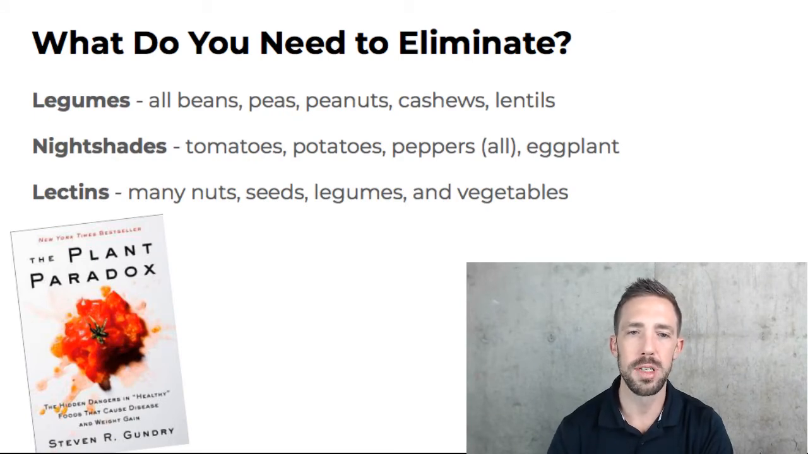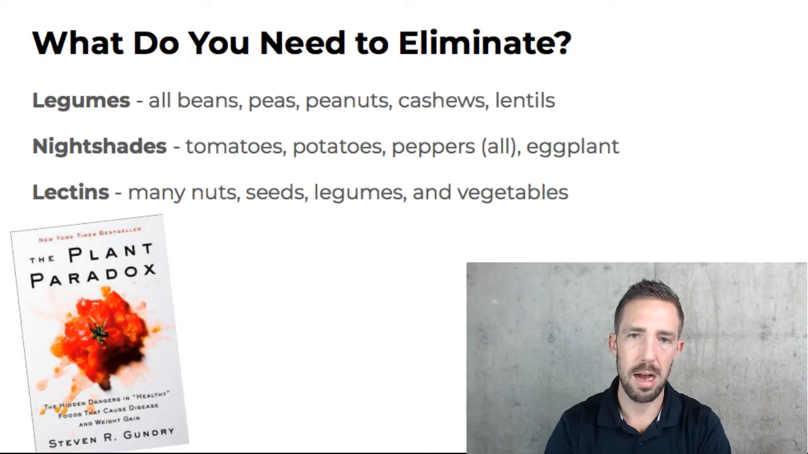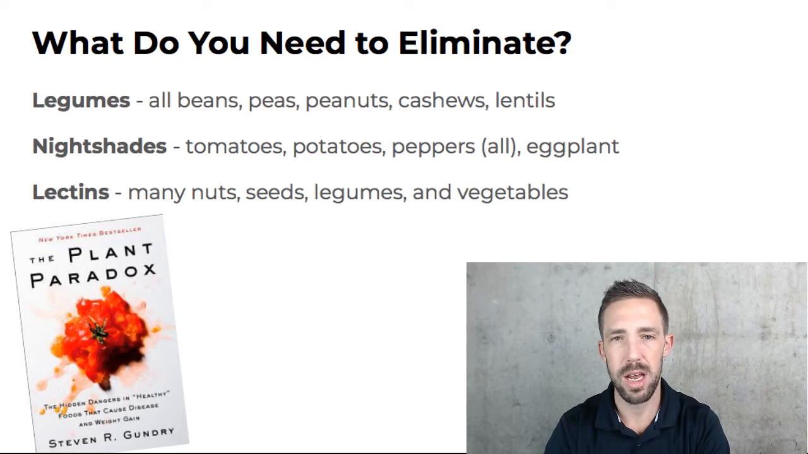So legumes are all beans, peas, anything in a pod, peanut, cashew, lentils, I believe even pistachios, but yeah, all legumes are going to be off limits on this. Nightshades include things like tomatoes, potatoes, all peppers, so bell peppers, hot peppers, chili peppers, paprika, even because it's pepper derived. Eggplant is also a nightshade.